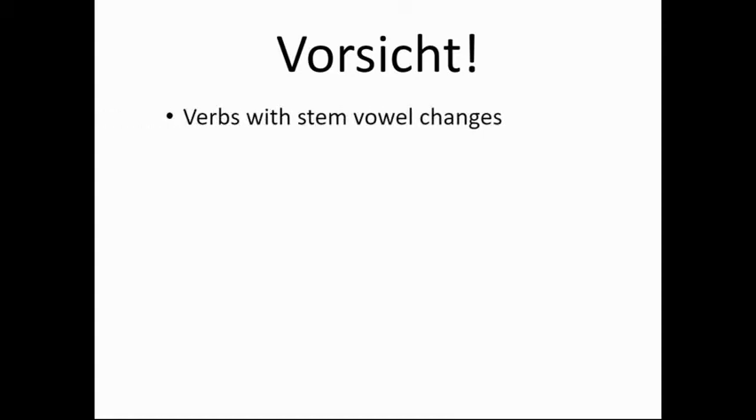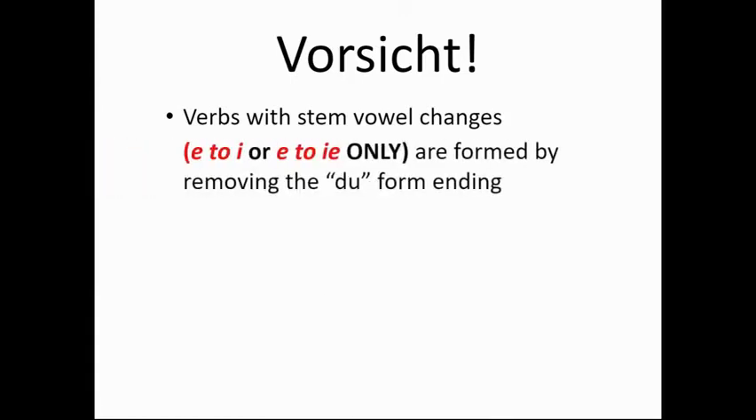Okay, there are some exceptions. Verbs with stem vowel changes can cause problems. Okay, we're talking about our kettle verbs, right? Verbs that either go from an E to an I, like treffen goes to triff, or E to an IE, like sehen goes to sie. Only these kinds of stem vowel changes are actually going to be formed by going to the du form and just removing the ending. So what that means is Essen would turn to iss.